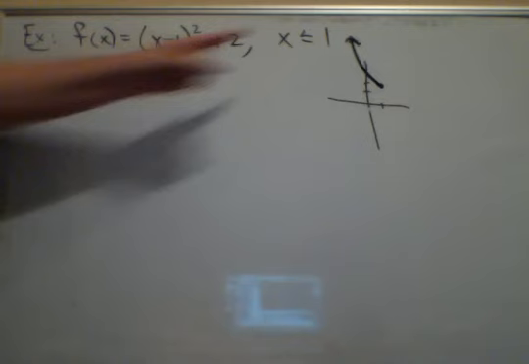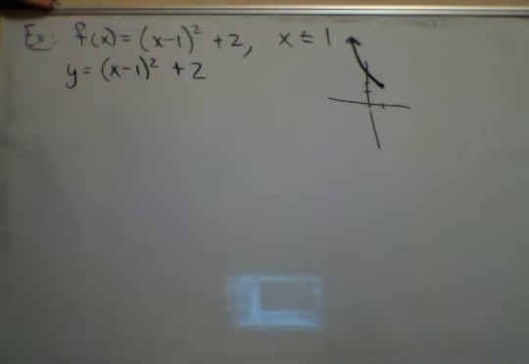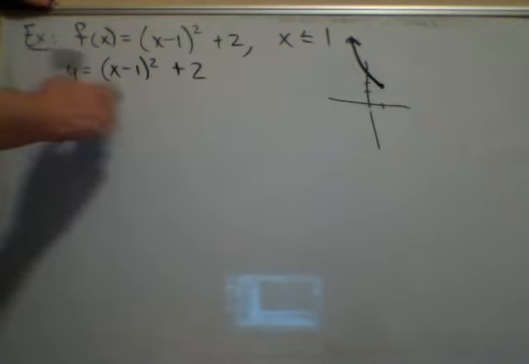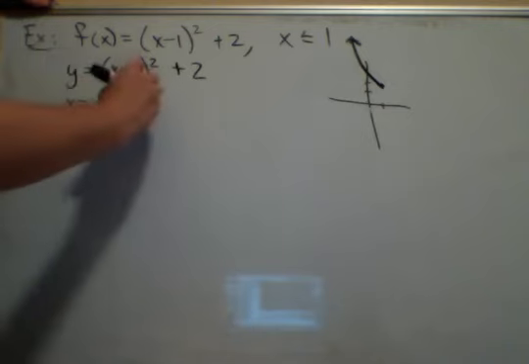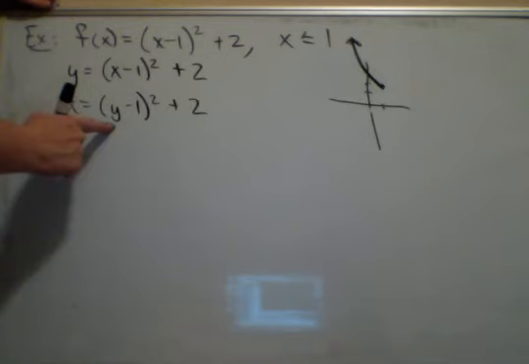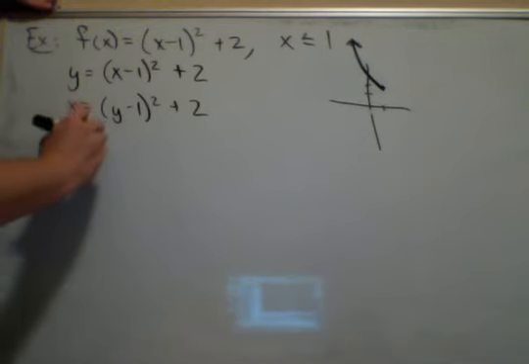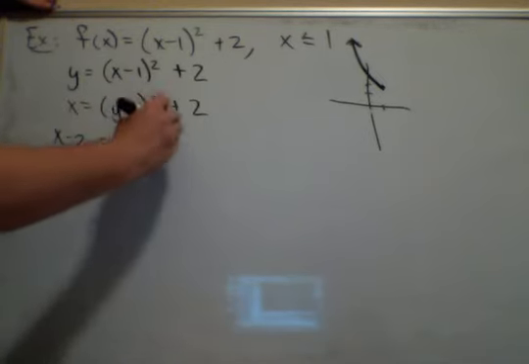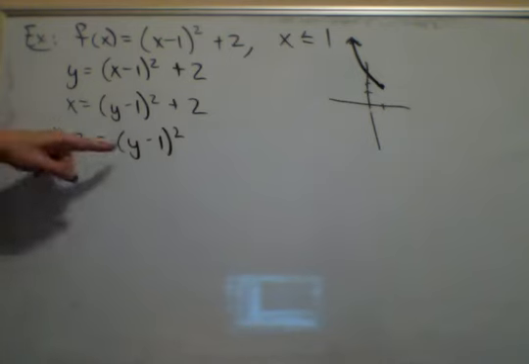All right. Now, the steps for finding the inverse are going to be the same. We're going to substitute y for f of x, switch the x and the y. Then we're going to solve this for y. So I'm going to subtract 2. And then at this point I'm going to take the square root of both sides.